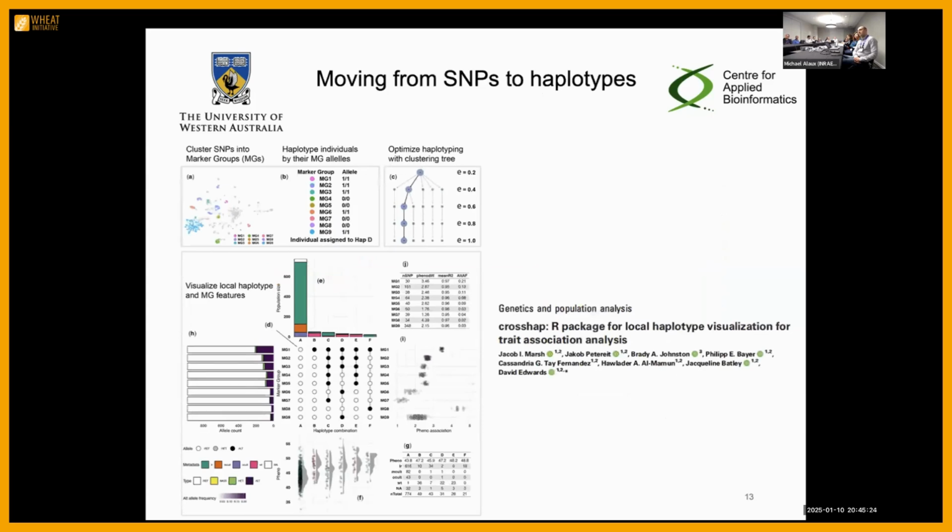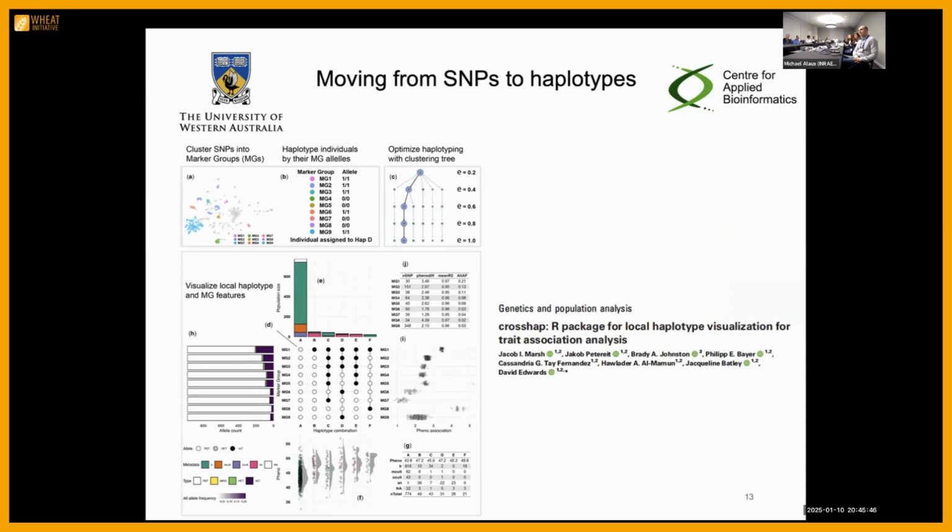SNPs. We're moving away from SNPs. We realize that SNPs have a lot of limitations, especially for predictions. There are far too many of them. It causes problems for machine learning predictions. We're moving towards haplotypes. We've developed this tool that will analyze haplotypes at a locus level.